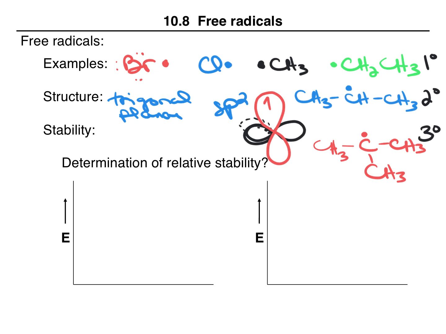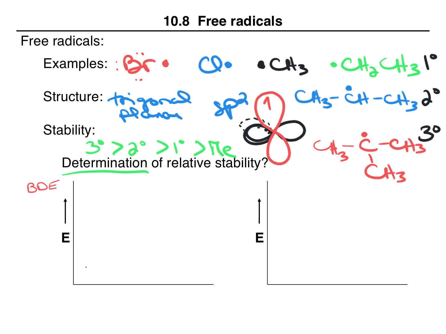In terms of stability, it's been shown that tertiary radicals are more stable than secondary radicals, which are more stable than primary radicals, which are more stable than methyl radicals. Well, how is this information determined? Well, experimentally, scientists can measure the bond dissociation energies.